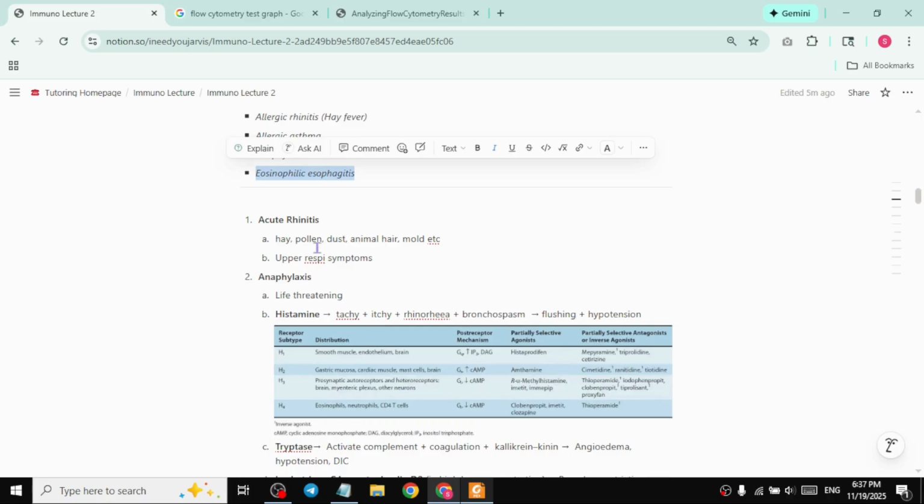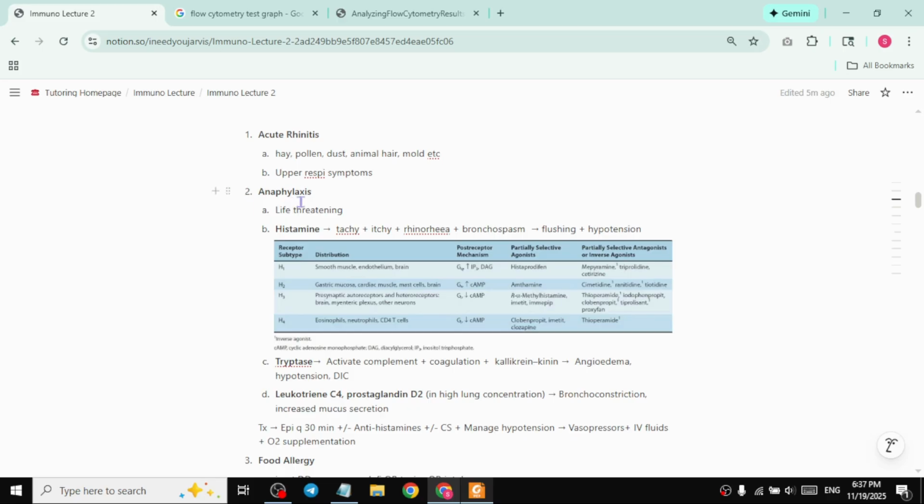Now, just a part of the whole cascade of things. Remember, you have to differentiate between diseases, right? One of them being acute rhinitis versus anaphylaxis. Okay. Acute rhinitis is just nose, upper airway symptoms, caused by these types of allergens: hay, pollen, dust, animal hair, mold, etc. And it's usually just upper respiratory symptoms, which basically are rhinorrhea, eyes watering, the nose closing up, and stuff like that. But anaphylaxis is life-threatening, right?